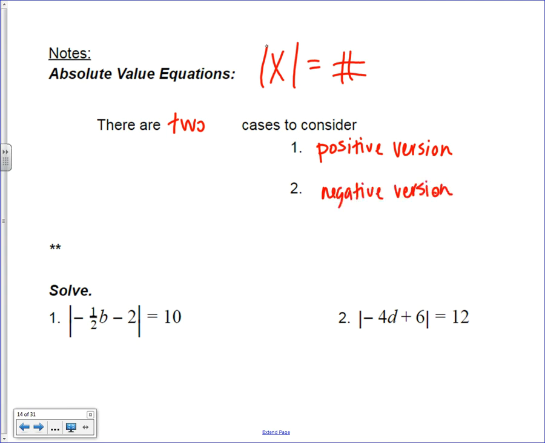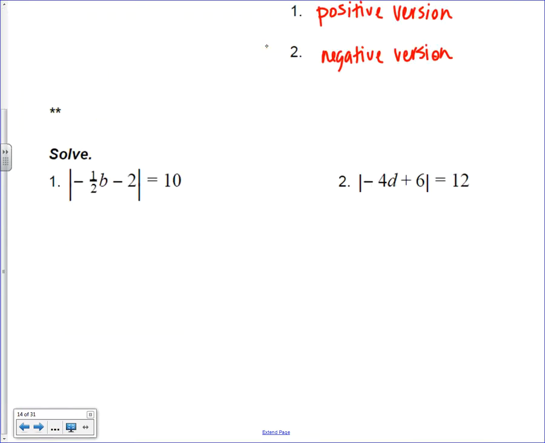Okay, and there will be 2 answers. So here we go. If I take a look at number 1, the first thing I'm going to ask you is it possible for the absolute value to be equal to 10? Well, of course it is, because that 10 is positive.